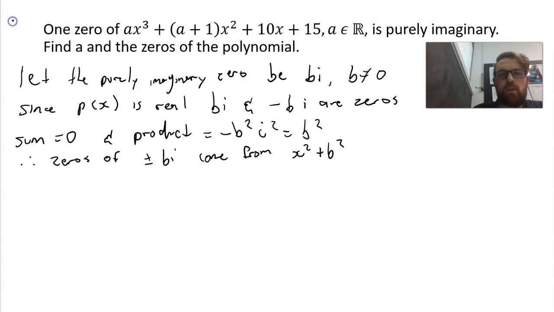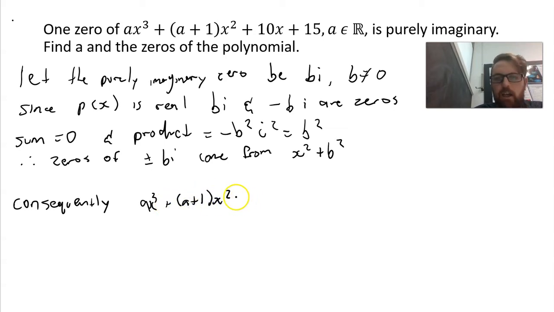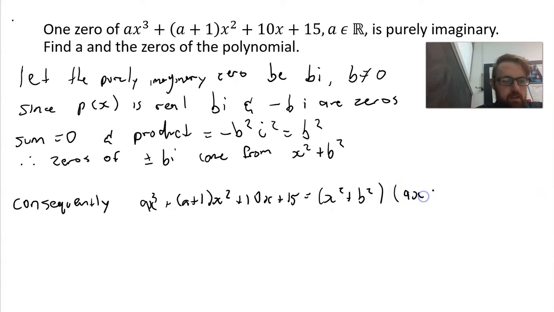Alrighty, so because of this, we get the original term, ax cubed plus (a plus 1) x squared plus 10x plus 15, is going to equal (x squared plus b squared) times another factor. We know it's got to be another linear term because it's power of 3. So it's going to be (ax plus 15 over b squared).